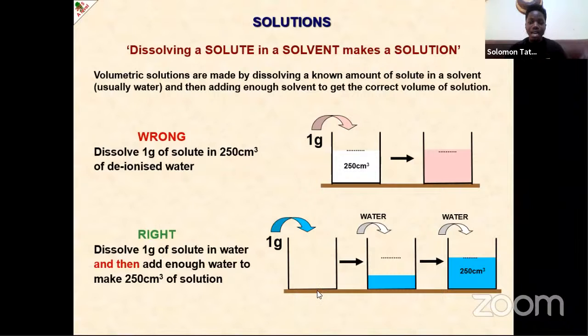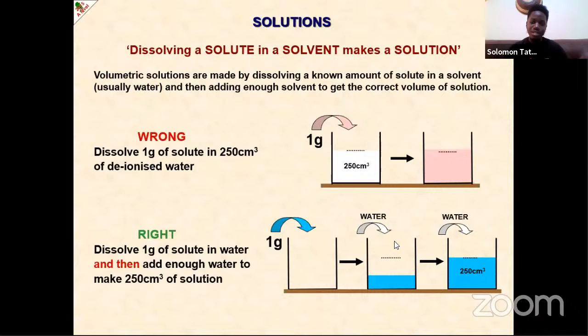So you start with the solute, okay? Then add water to dissolve it as you stir. Once it is dissolved, that's when you fill up to the volume you wanted, which normally in the laboratory we use 250 cubic centimeters, okay? That's what we use normally. So this is the right way to do it.